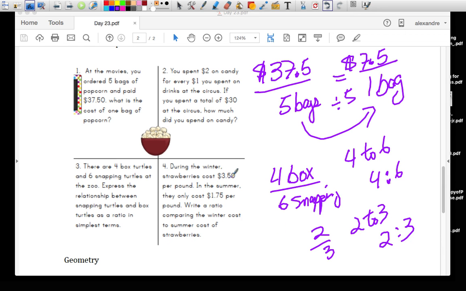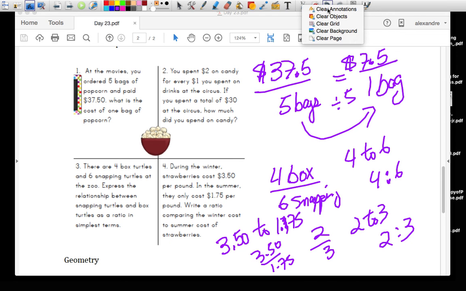During the winter, strawberries cost $3.50 per pound. In the summer, they only cost $1.75. What is the ratio comparing the winter cost to summer cost? Well, easy. $3.50 to $1.75, or $3.50 to $1.75. So remember, ratios can be written in 3 different ways.